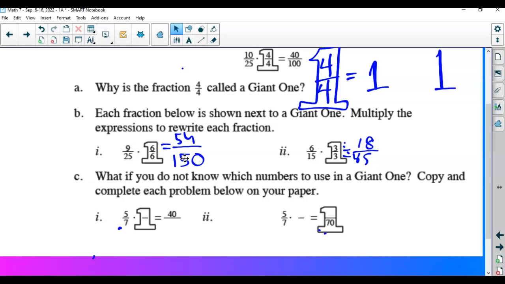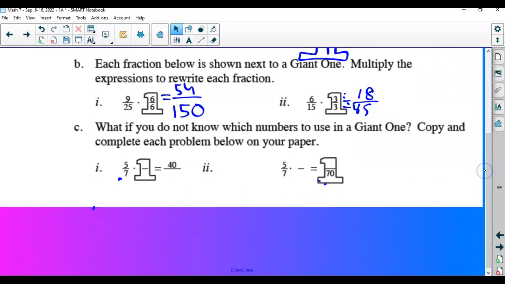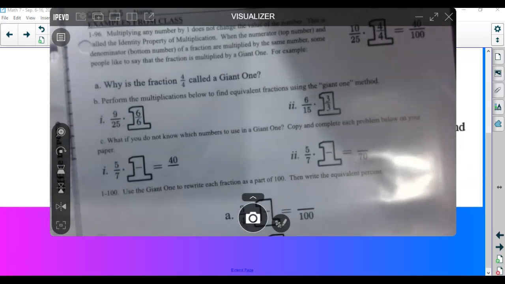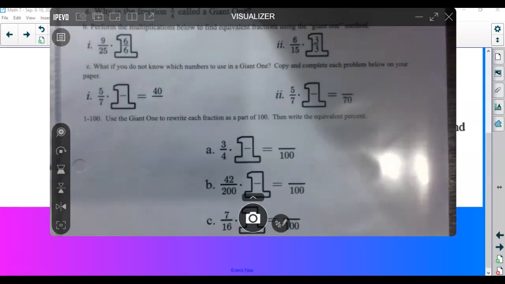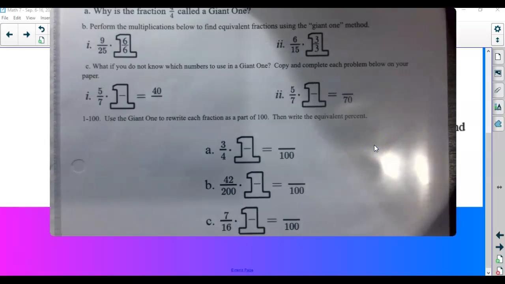Equivalent fractions. So down here, Miss, come up and do it, but I'm going to switch what's on the screen real quick. Like I'm going to put 45. Here, hold on, Miss. Just give me a second.